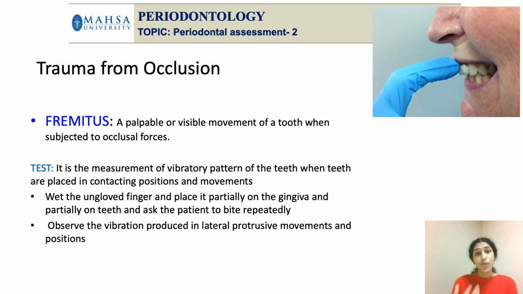So how to do this procedure? As you can see in the picture shown here, the patient is actually keeping the finger. Of course, nowadays with corona we have to use a gloved finger, but sometimes it is also said that a gloved finger may dampen the vibration. So in textbooks it is sometimes mentioned to try to use an ungloved finger. Either way, whether gloved or ungloved, the finger has to be kept partially on the gingiva and partially on the tooth surface.